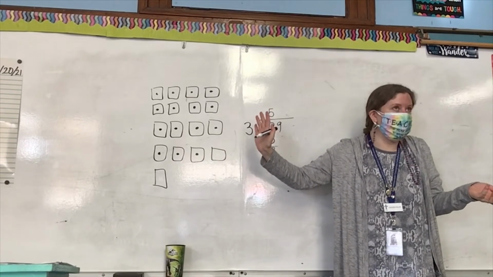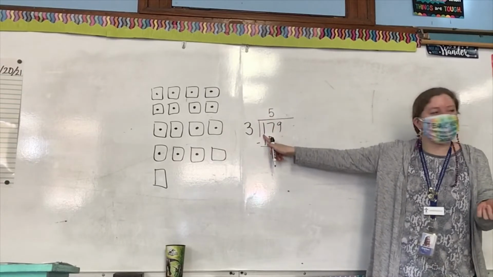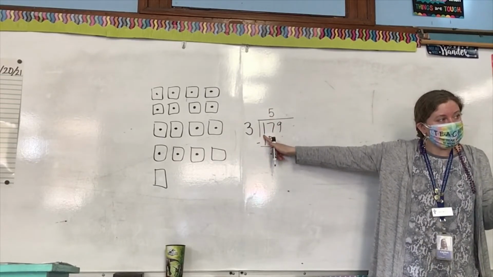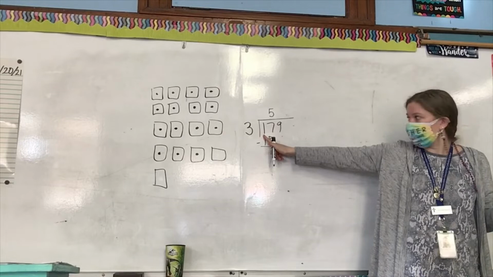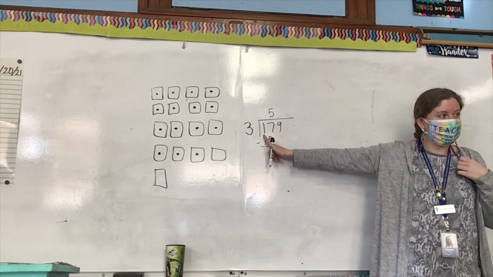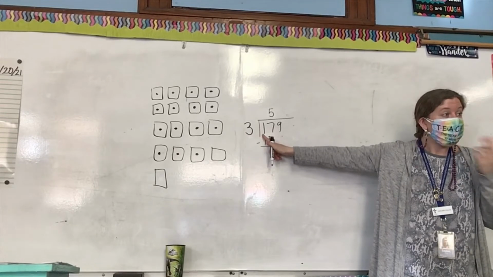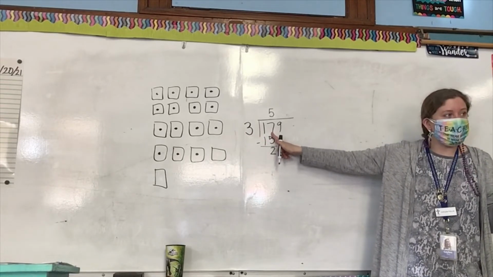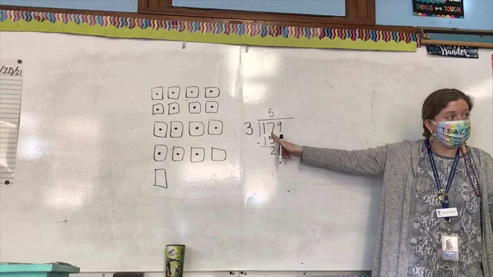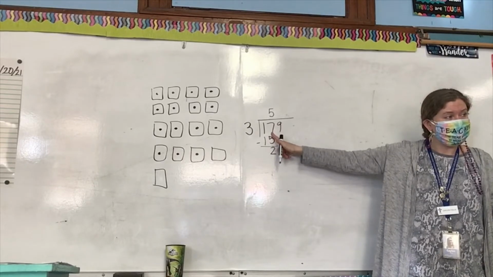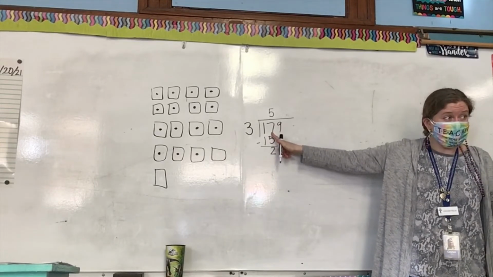So we just start at the beginning. What about this 1 in the hundredths place? Can we use it? No. Why? Because there's already a digit under it. What about this 7 in the tens place? Can we use it? No. Why? Because it already has a digit under it.